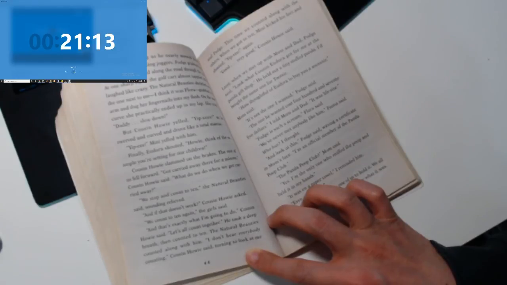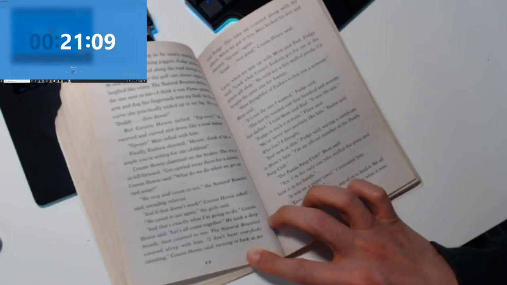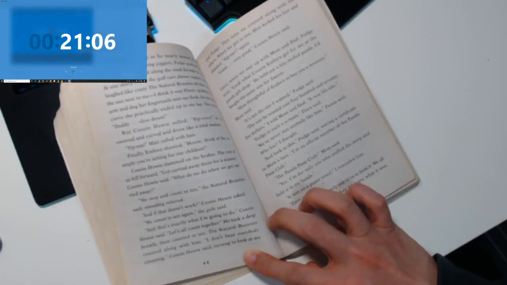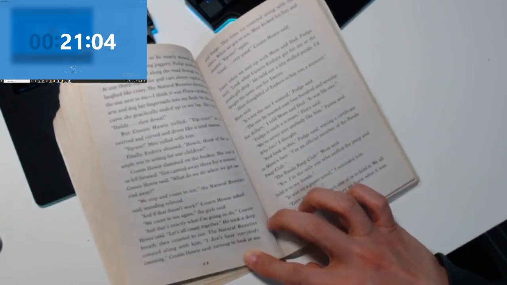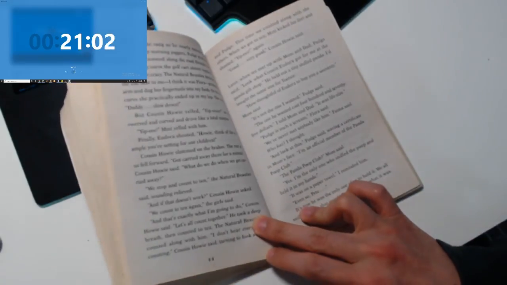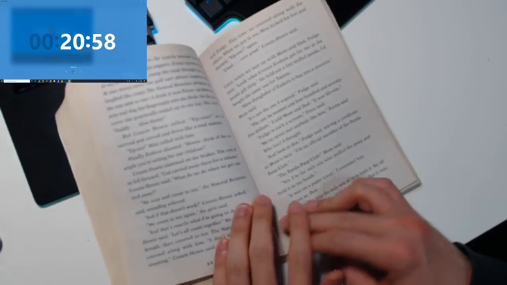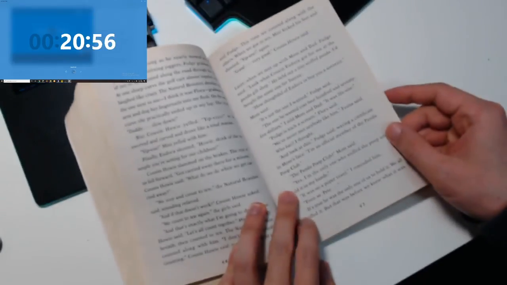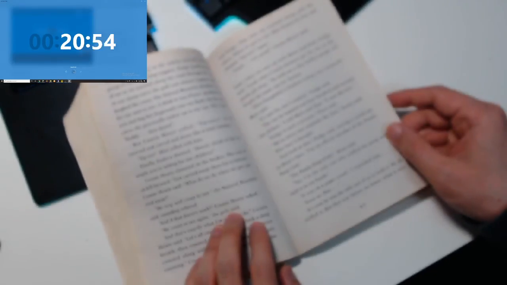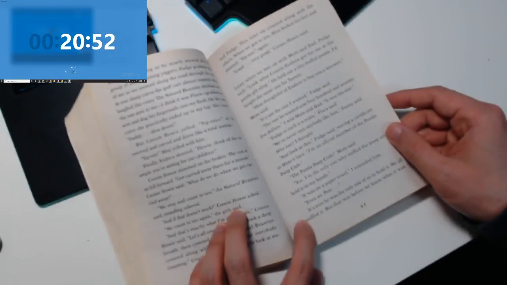The natural beauties counted all over them. "I don't hear everybody counting," Cousin Howie said, turning to look at me and Fudge. Then, this time, we counted along with the others, and when we got to 10, Fudge kicked his feet and shouted, "Yippee!" "Very good," Cousin Howie said.